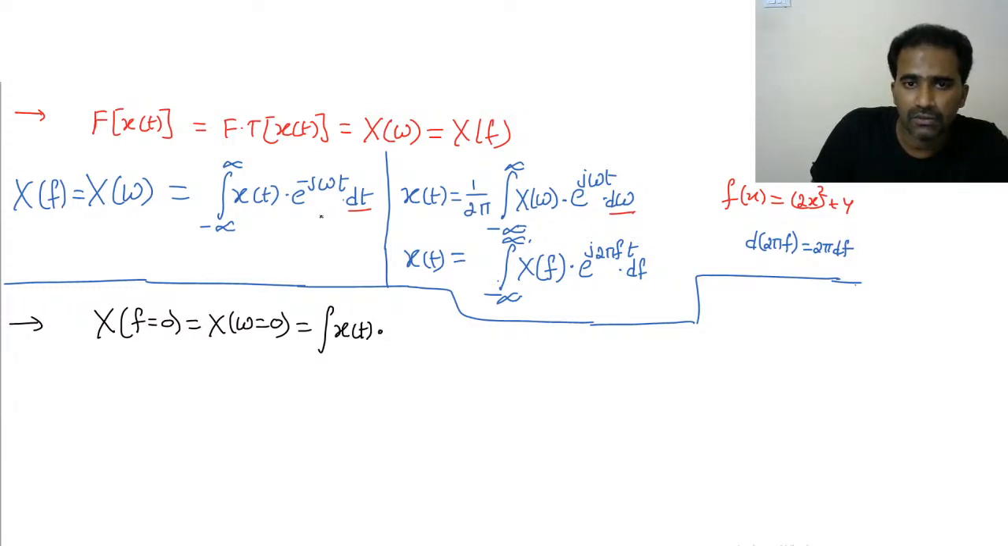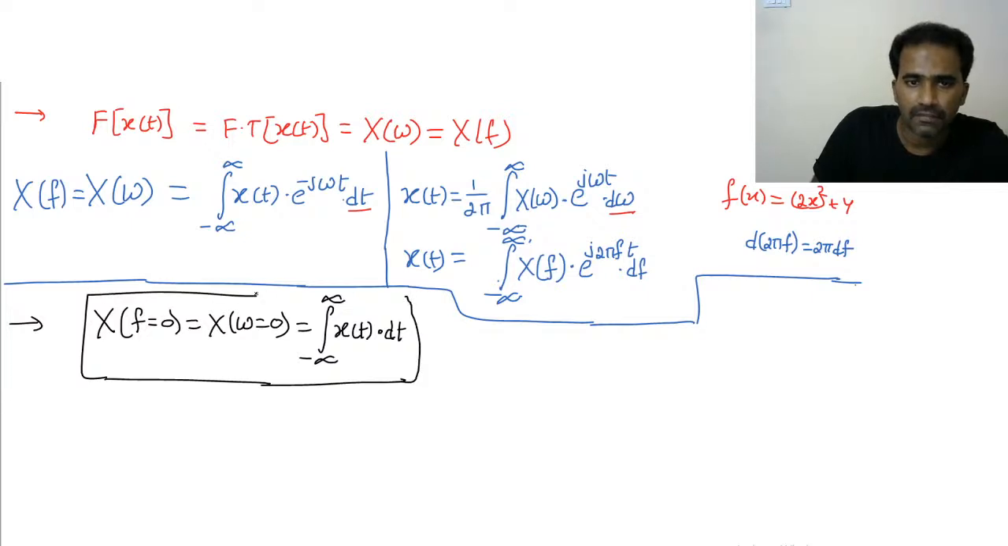Integration of x of t into e power j 0 into t, e power 0 is 1. So this part becomes 1 when you put omega as 0. Simple. See, a beautiful observation we got here.